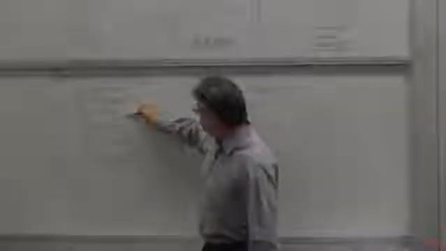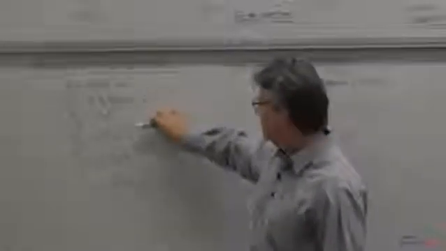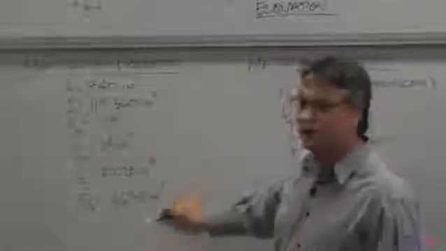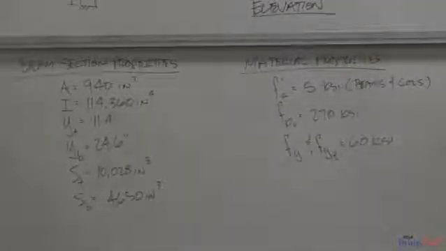At that point, you are going to have to calculate the area of that beam, the moment of inertia, the distance from the centroid to the top, the distance from the centroid to the bottom, and the section modulus top and bottom. So homework number 1, right there.